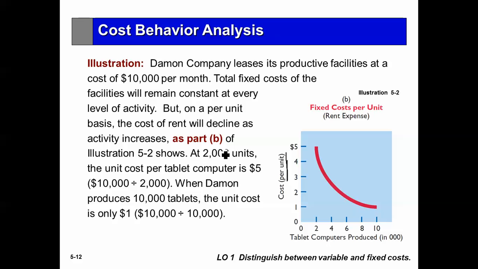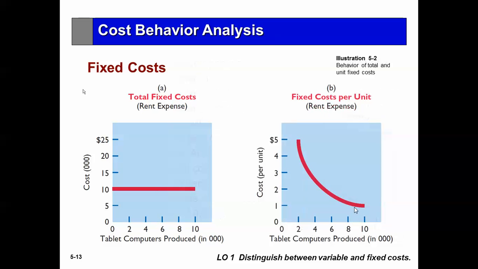So at 2,000, the cost per tablet now is $5. At one tablet, the cost for rent, let's say, was 10,000. Well, as I produce more computers, the cost of rent per computer will go down. And fixed costs can be graphed in that way.